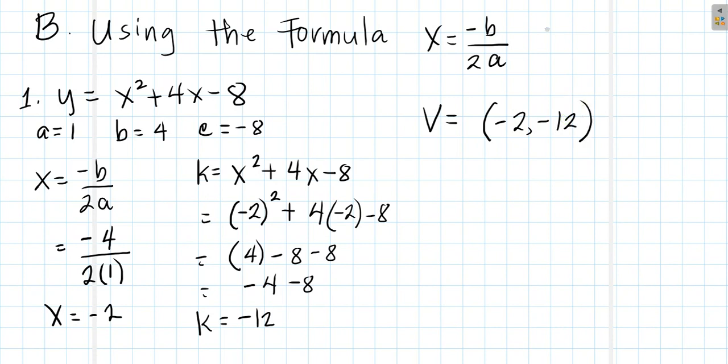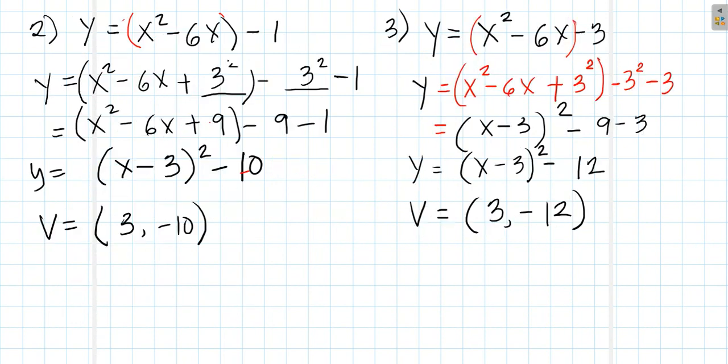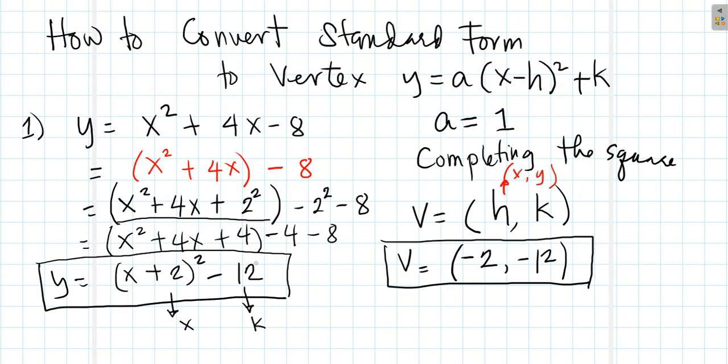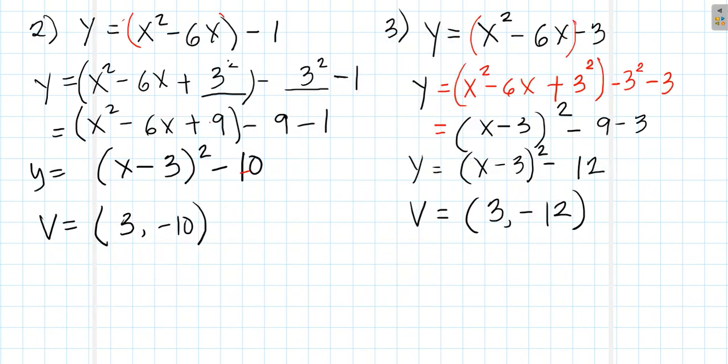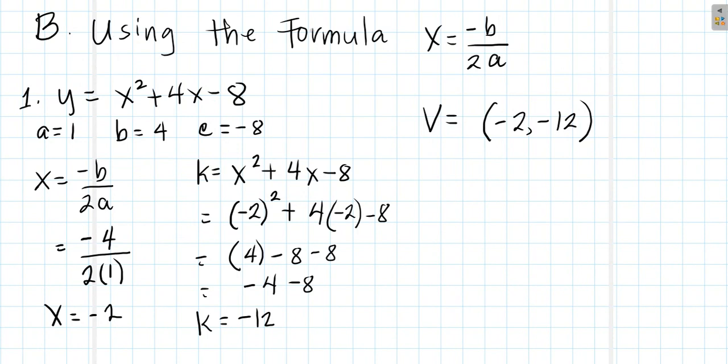So the previous example, we solved this using completing the square. So we look for that example a while ago. Okay, this is our example. So therefore, the vertex here using completing the square is negative 2 and negative 12. So in using the formula, they have the same answer, the same vertex. Okay, so we get another example using the formula. Okay, next, how about this one?